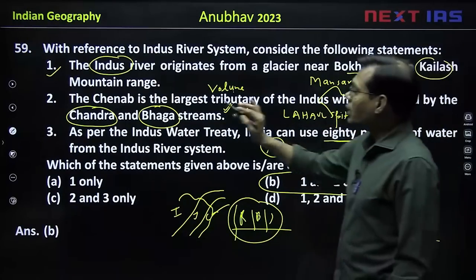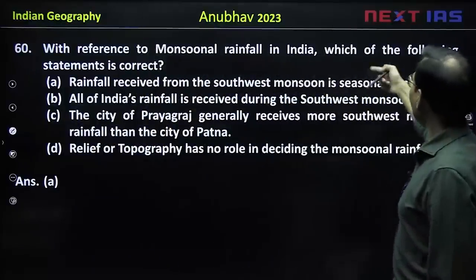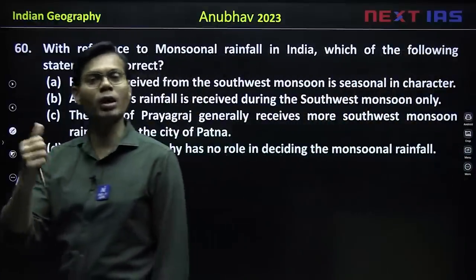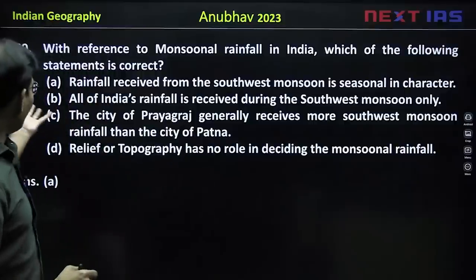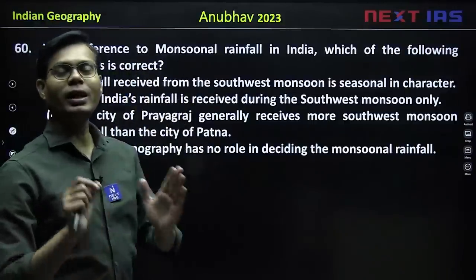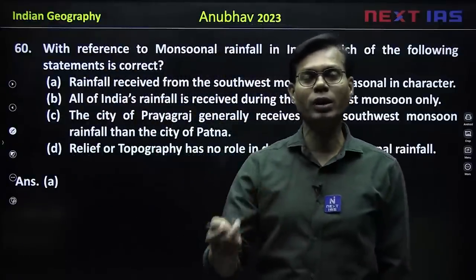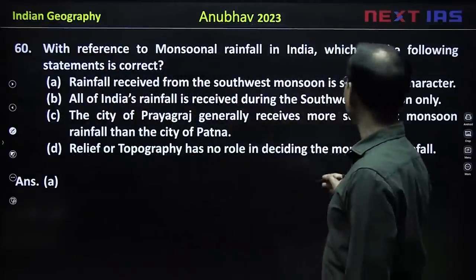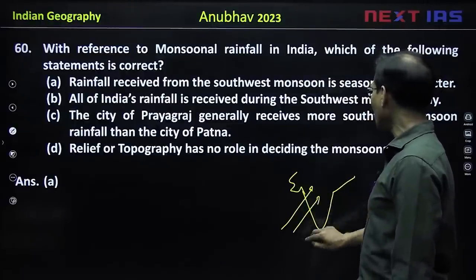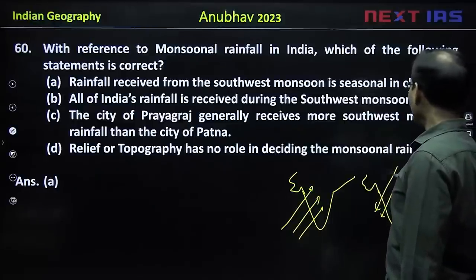And then the next question: with reference to monsoon rainfall in India, which of the following statements is correct? Only one statement we have to select here, a conceptual part, the monsoon part. The first statement indicates that rainfall received from the southwest monsoon is seasonal in character. So monsoon rainfall is seasonal in character, with seasonal reversal of the wind, southwest monsoon and northeast monsoon winds. We all know that in June, July, August, September we receive the southwest winds, and in the next season, winter, we observe the opposite flow, which we call seasonal reversal.